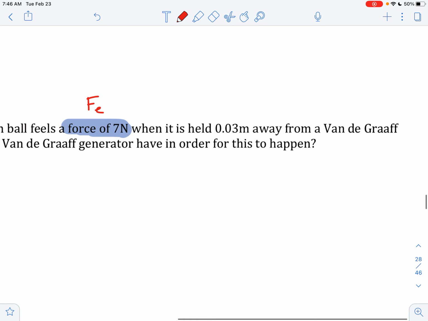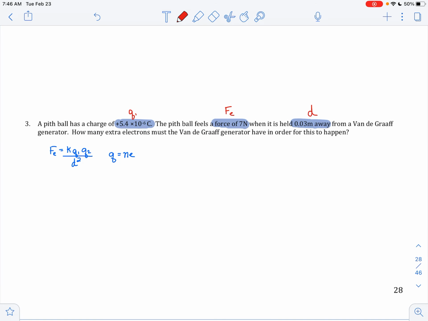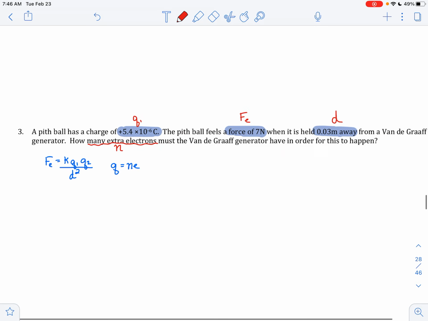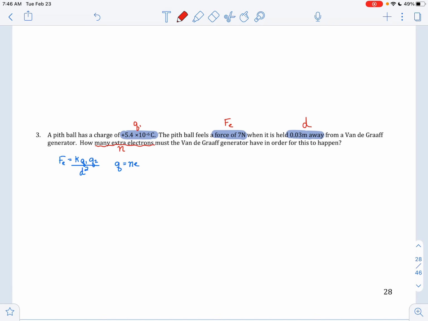When it is held 0.3 meters away, that is going to be our distance. That is D. From a Van de Graaff generator, that's the big metal ball that shocks you. How many electrons? So this is not the charge. A lot of students mess this up and say this is the charge. This is N. This is the number of electrons. How many electrons must the Van de Graaff generator have in order for this to happen?